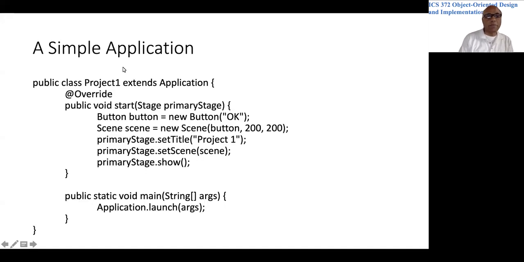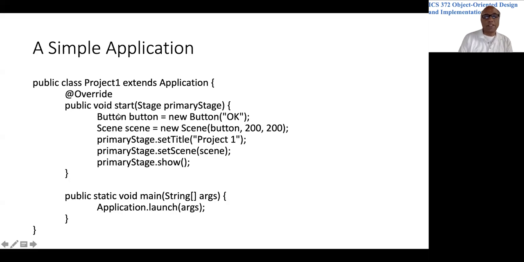So let's take an example. There are a few examples in a project that is available on D2L. So this is the first of those several projects. In all these projects, we have a class that extends Application, which is a JavaFX class. And we need to override the start method in all of these graphical user interface programs. And in the main method, we call Application.launch, and then you can pass some arguments. It can be null.